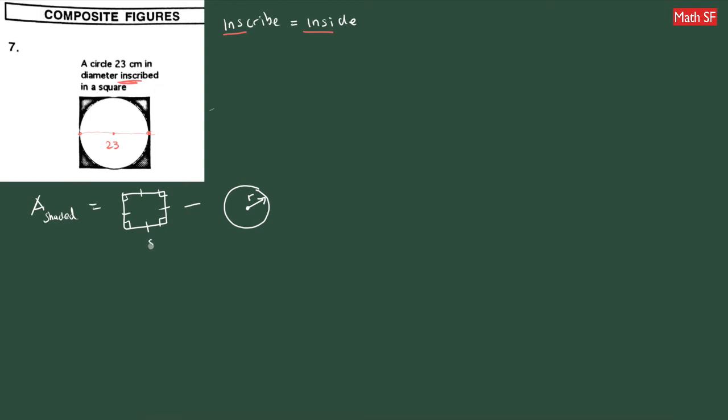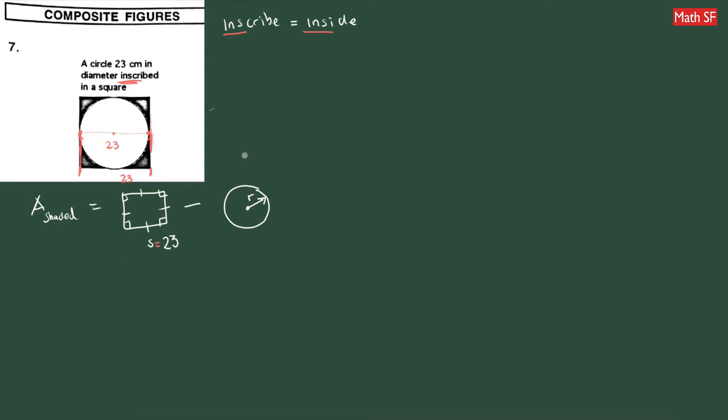Do I know the side of the square? We don't know it yet, so let's find it one by one. If the diameter here is 23 and this is the circle, and the circle is inside this square, what I mean is this part here is 23 as well. From here to here is 23. So it's telling you that the side of this square is going to be 23.